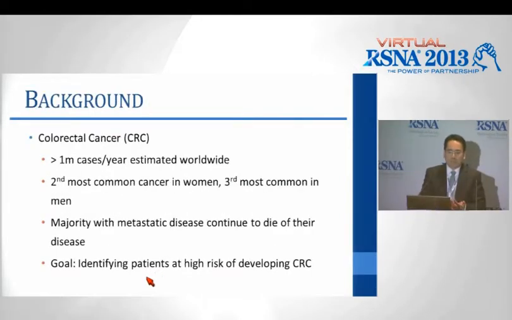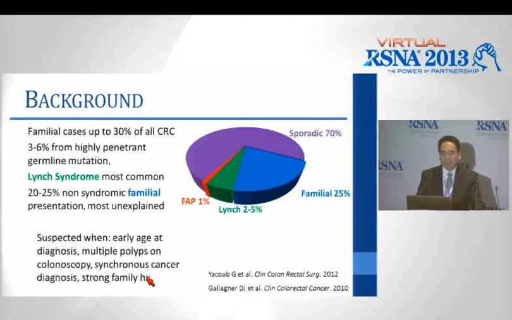So, colon cancer is, as you all know, quite common, with over 1 million cases diagnosed every year worldwide. It's the second most common cancer in women and the third most common cancer in men. And the sad truth is the majority still die of metastatic disease. So one of the public health goals is to identify patients who are at high risk for colon cancer so that we can intervene and resect these tumors before they metastasize.